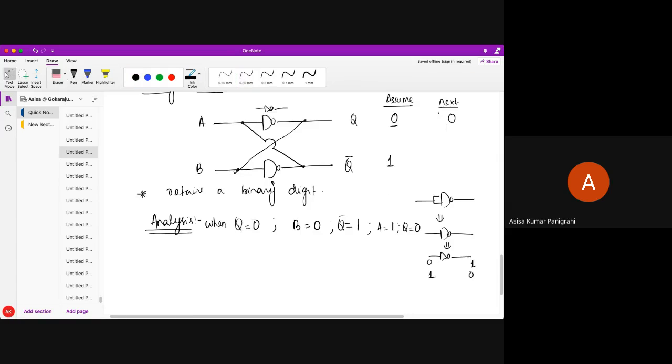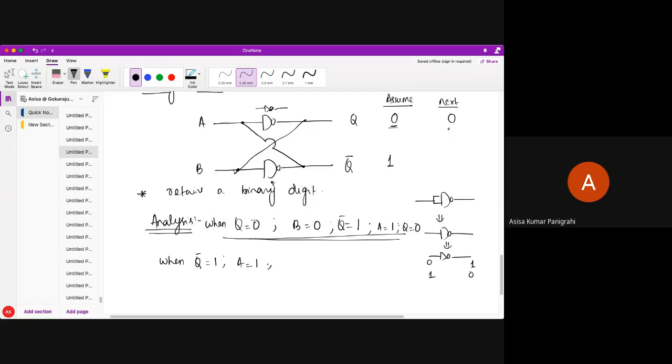Q equal to 0. So is it retaining over here? This binary digit 0 is retaining over here? Yes, obviously it is retaining. I have proved it with the help of analysis. Now let's say somebody will tell, sir, can I take when Q bar equal to 1? Yes, you can take. If Q bar equal to 1, this will feed back to A.